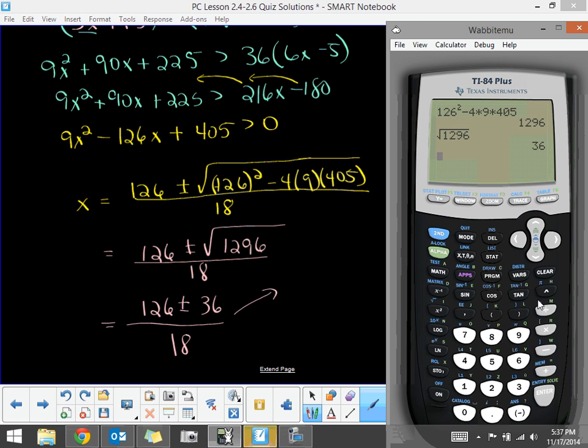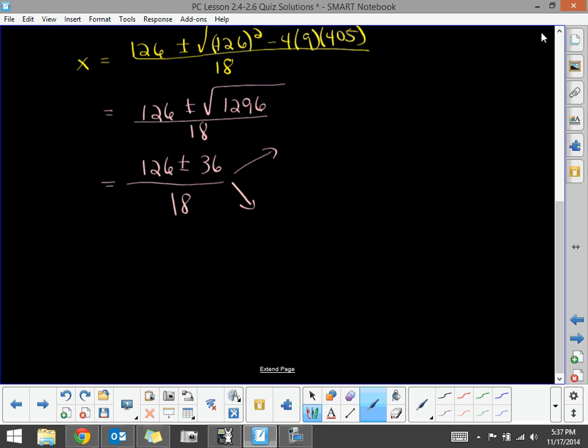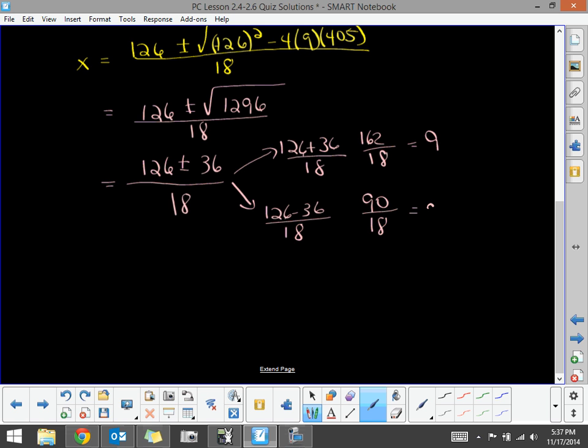And now we're going to do our adding and subtracting to get the two zeros of our function. So we're going to take 126 plus 36 divided by 18 to get that solution, and then we're going to take 126 minus 36 divided by 18 to get our second solution. When we do our addition, we end up with 162 over 18, and 162 eighteenths is 9. And then when we do our subtraction, we end up with 90 eighteenths, and if we simplify that, that is 5. So now I've got the zeros.